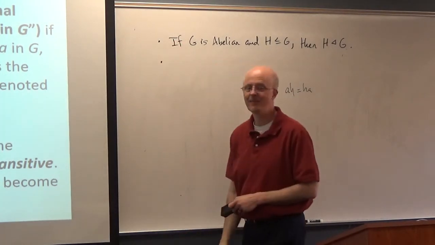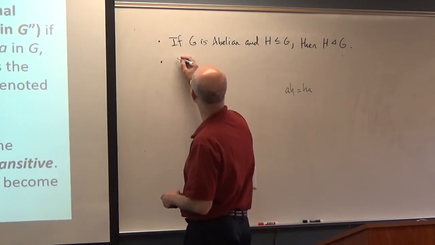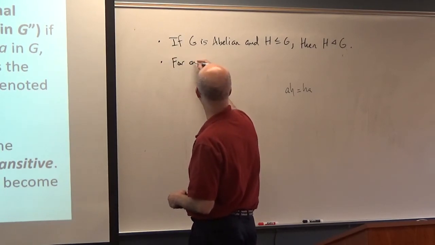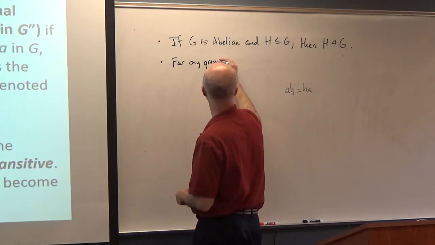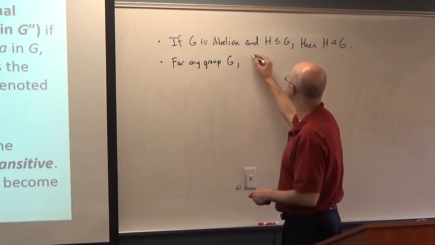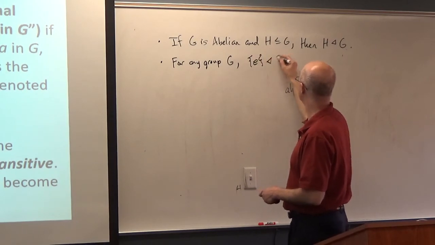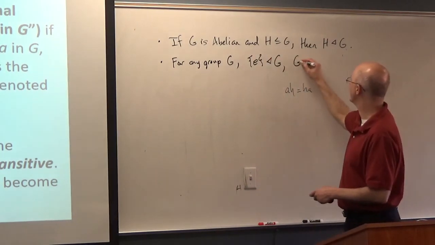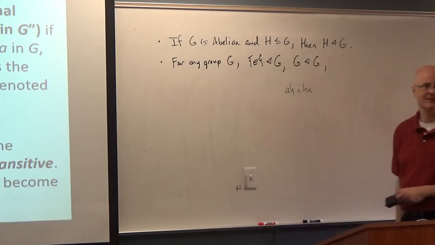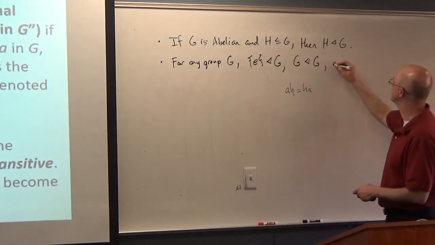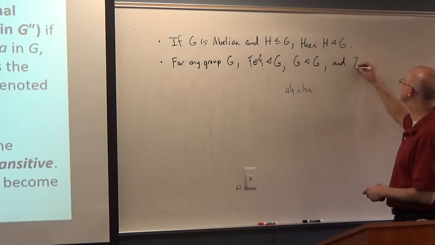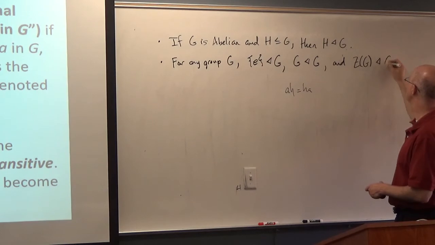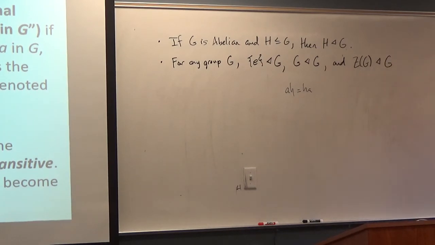Another pretty trivial fact is that for any group G, abelian or not, you can say the trivial subgroup is normal in the group. The whole group is normal in the group. And a little bit more, less trivially, the center of the group is normal in the group. Although that's still pretty trivial too. But remember the definition of the center, that's the only slightly hard part.